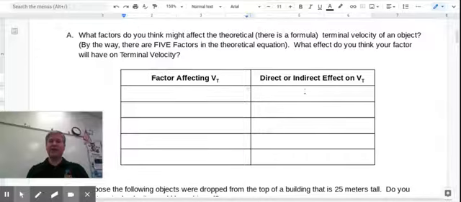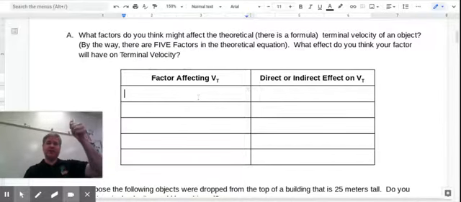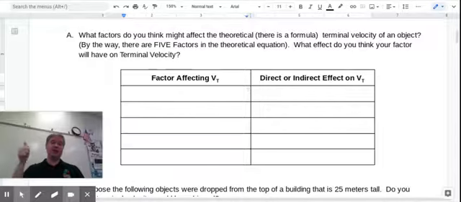For that factor, I want you to think, does it have a direct or indirect effect? A direct effect would mean if we increase your factor, so as we increase the day of the week, does terminal velocity increase or decrease? Direct means one goes up, the other goes up. Indirect, as one goes up, the other one goes down. So as we increase your factor, what's the effect on terminal velocity?